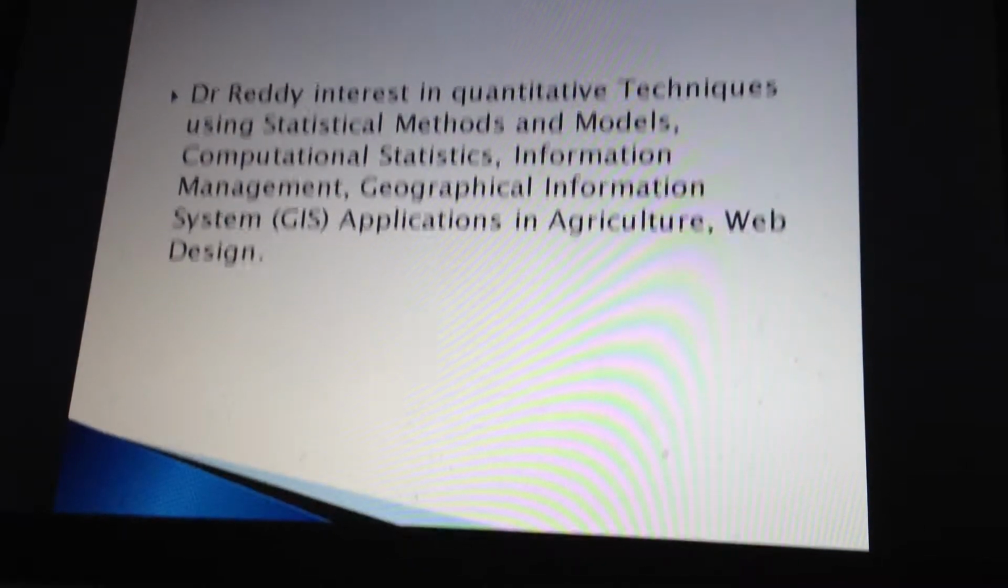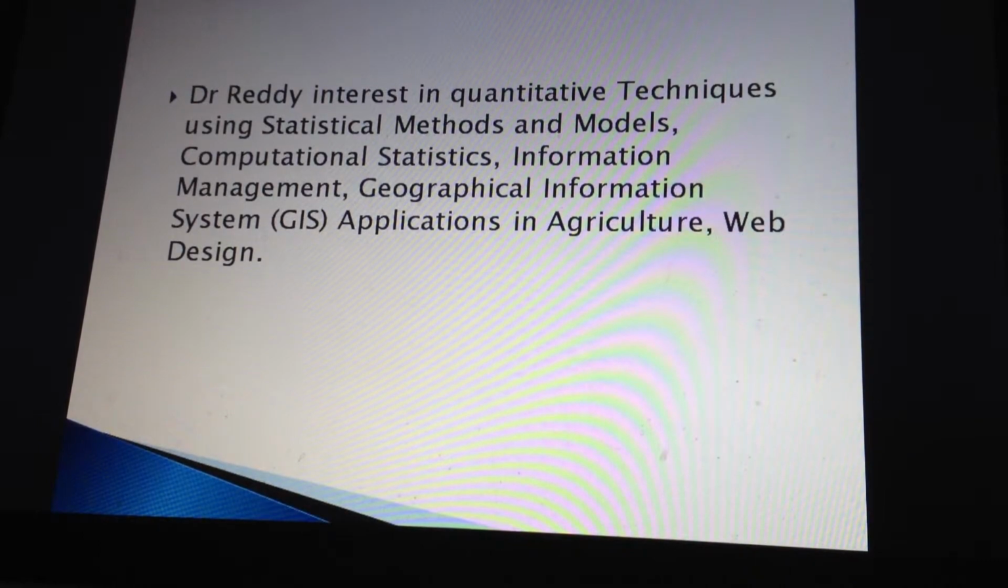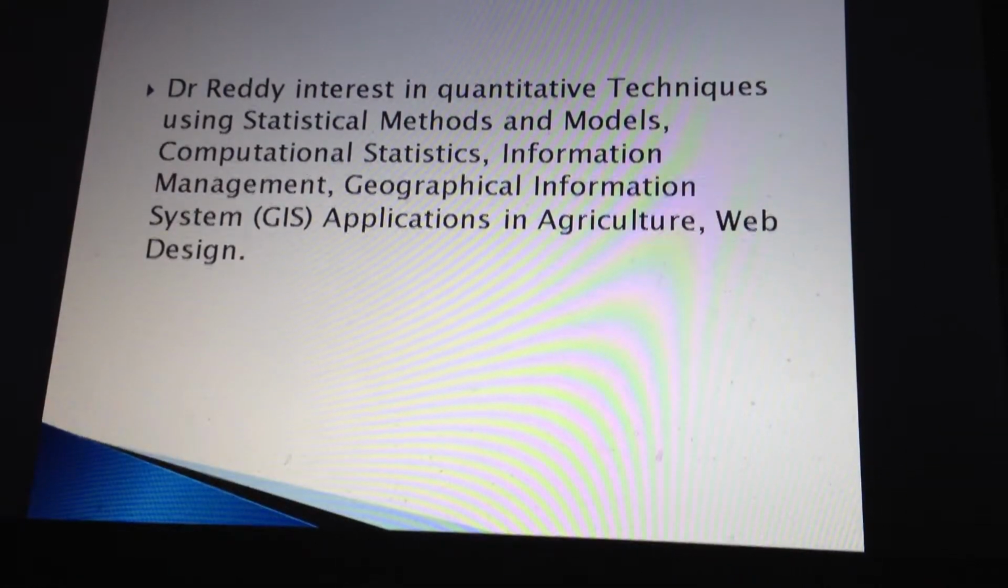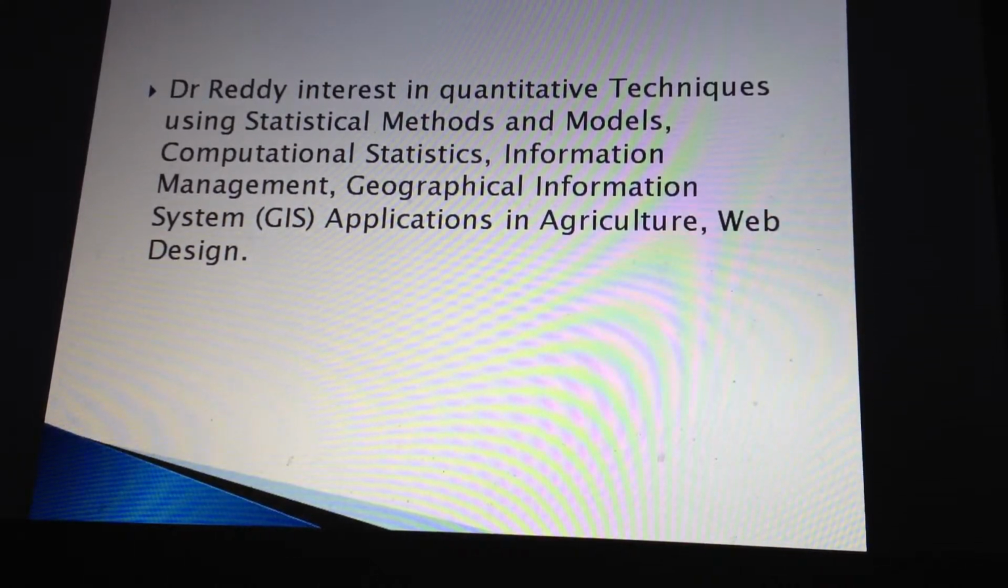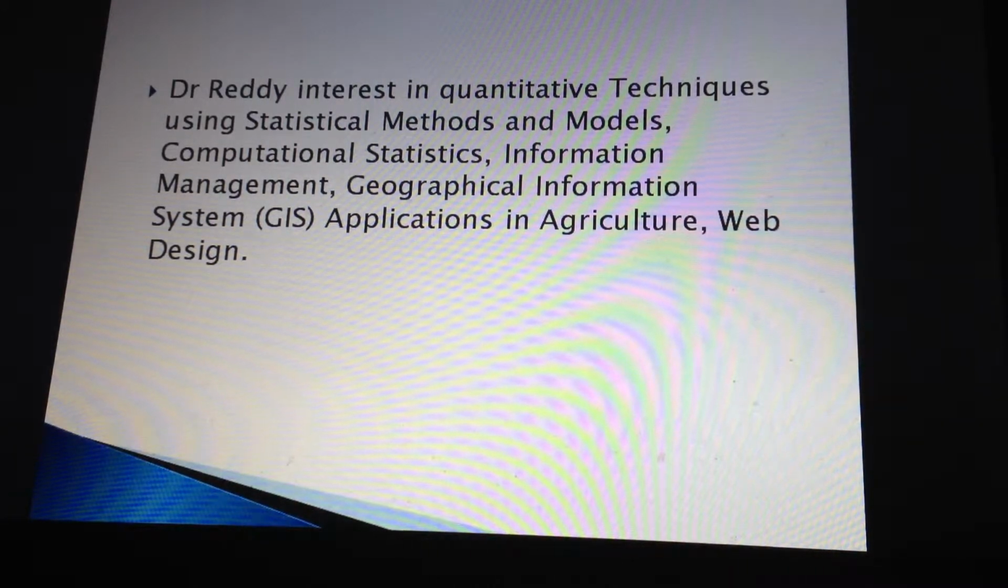Dr. Reddy's interests are in quantitative techniques using statistical methods and models, computational statistics, information management, and Geographic Information System (GIS) applications in agriculture and web design.